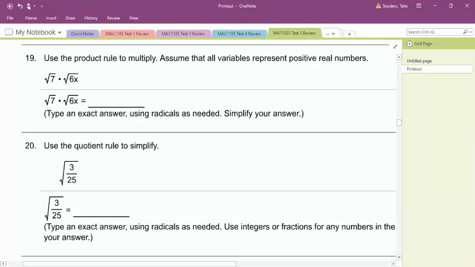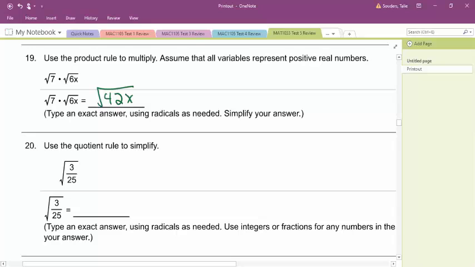Use the product rule to multiply. So we just need to multiply what's inside the radical. So what is the square root of 7 times the square root of 6x? It'll just be 42x. But don't forget what? Square root. Square root of 42x. Good.